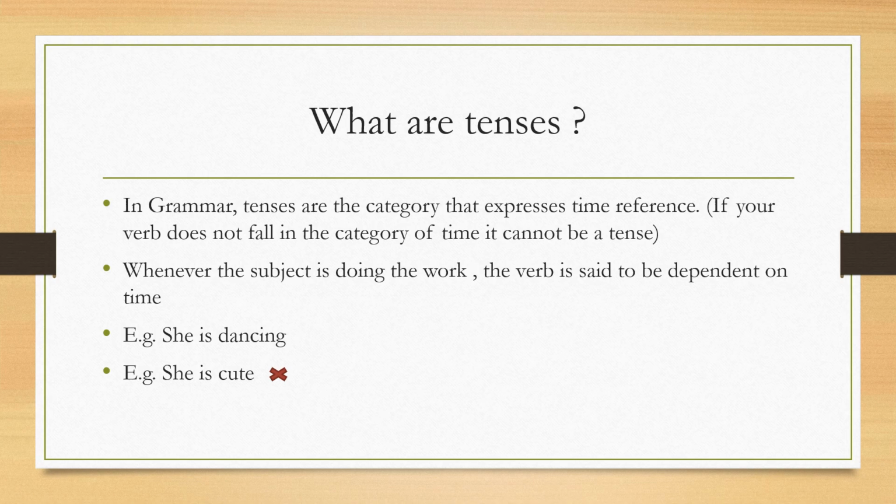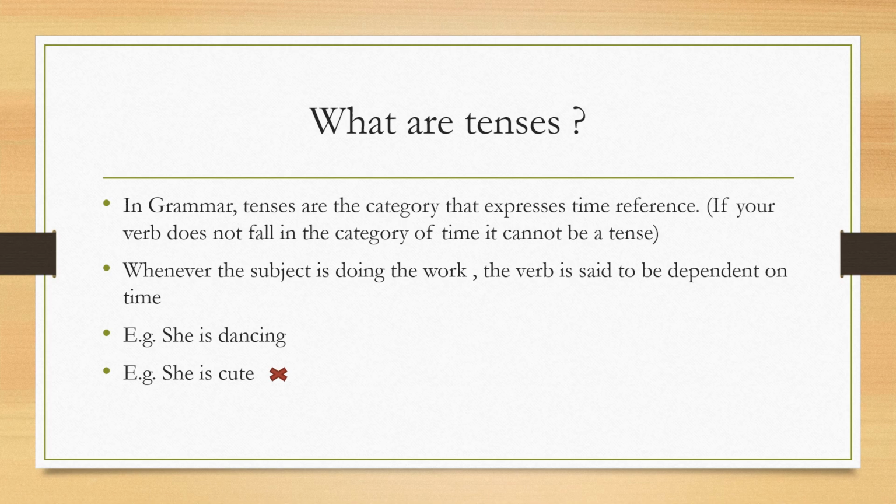What are tenses? In grammar, tenses are the category that expresses time reference. If the verb does not fall in the category of time, it cannot be a tense. Whenever the subject is doing the work, the verb is said to be dependent on time. For example, she is dancing. Here, she's performing an activity. She can be dancing today, she can be dancing tomorrow, and therefore it represents time.